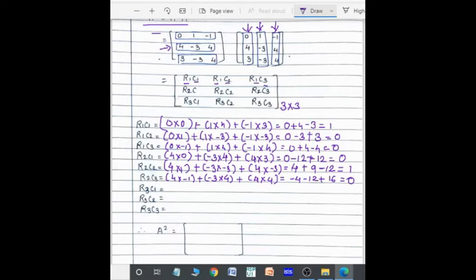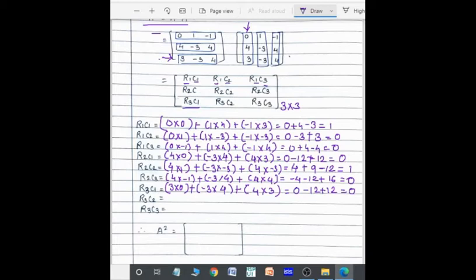Now we are going to start with the third row. We mark the third row, and for this position we multiply the third row and first column. So 3 into 0 plus minus 3 into 4 and 4 into 3. So 0 minus 12 plus 12 is 0.